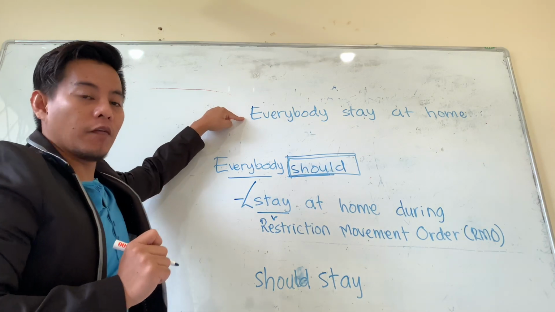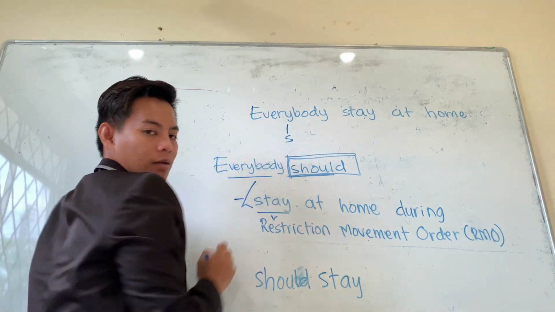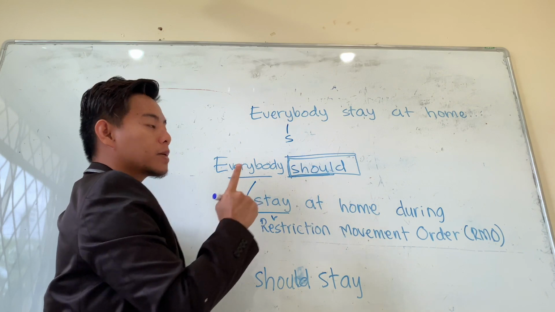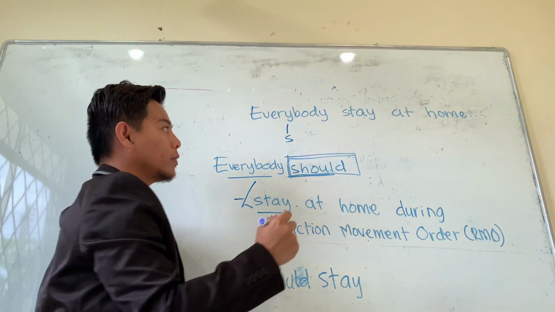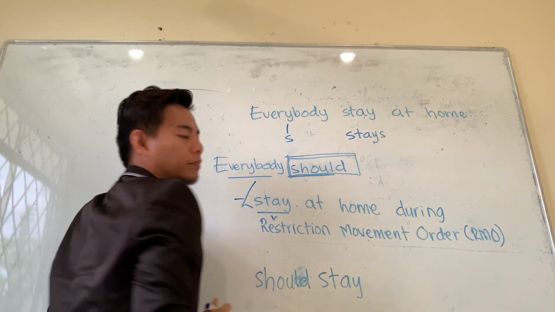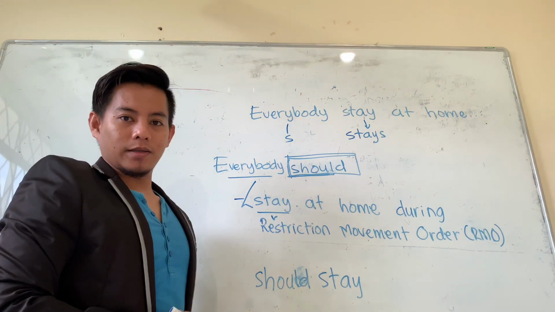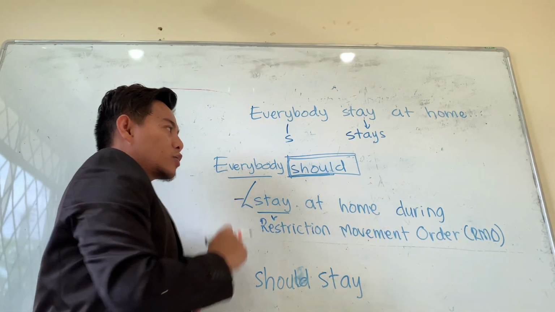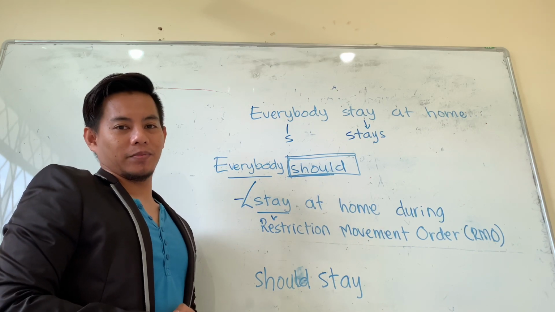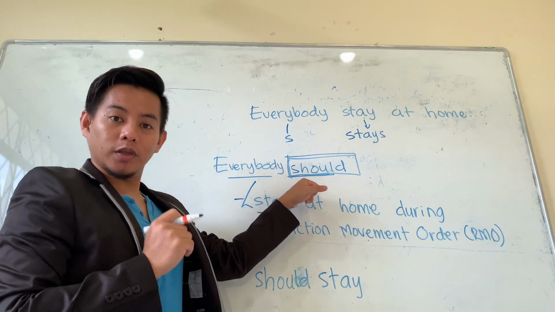Why? Because after the word everybody, which is singular, the verb should be in a singular form. So the verb stay in a singular form is stays. It should be changed to stays. If it is not changed to stays, then the sentence is incorrect. Thus, that is why we need to have our modal verb.